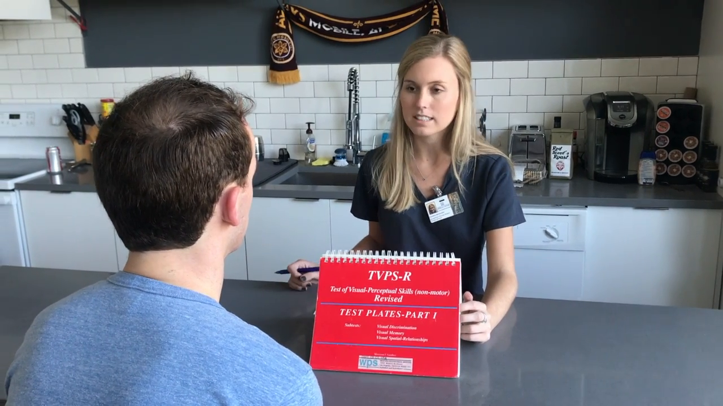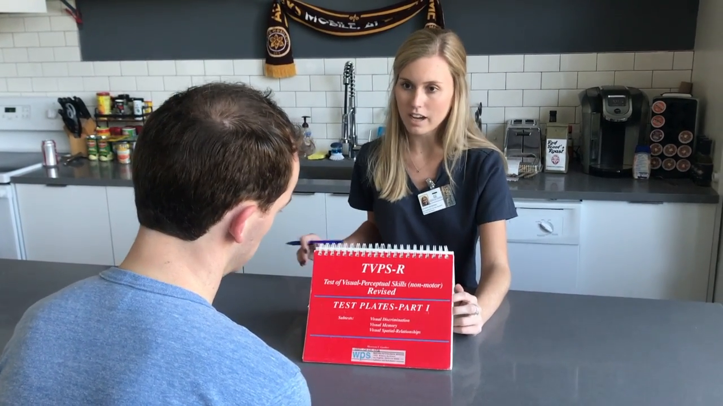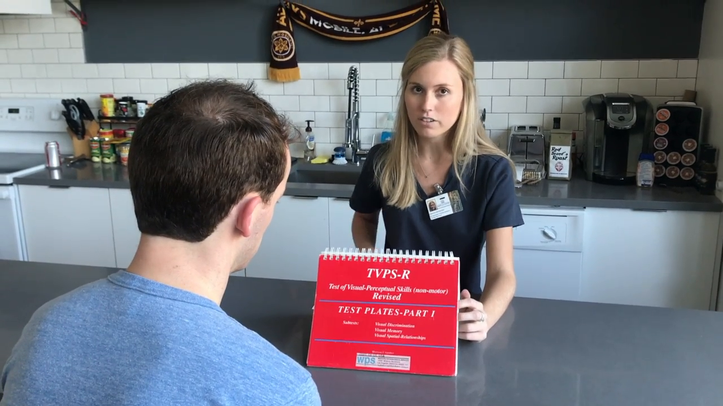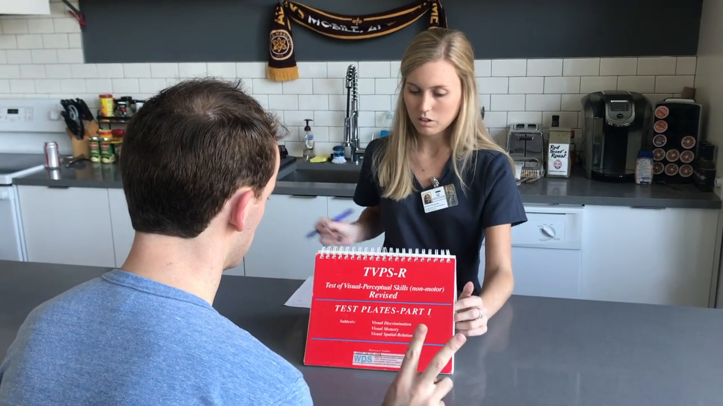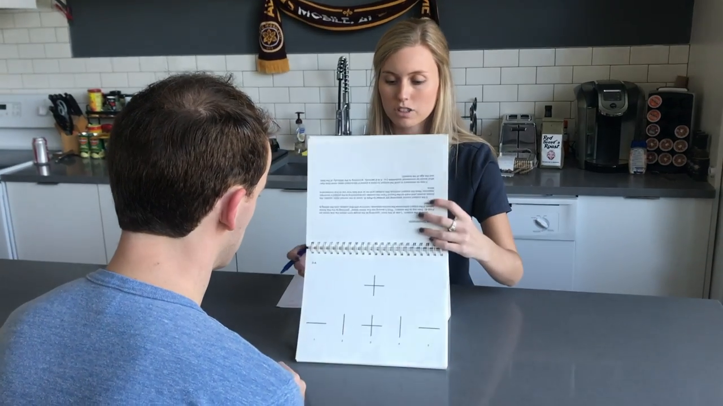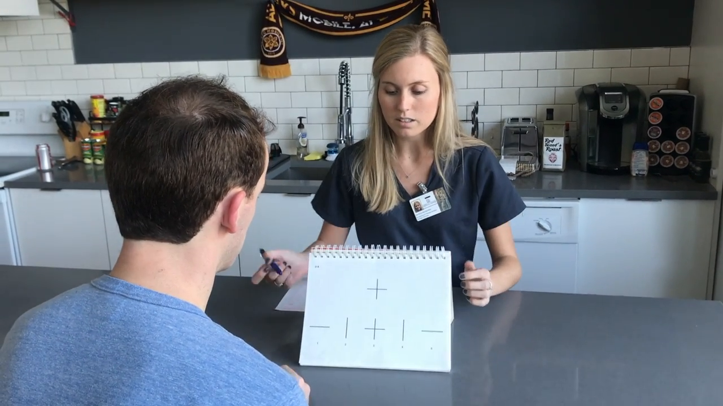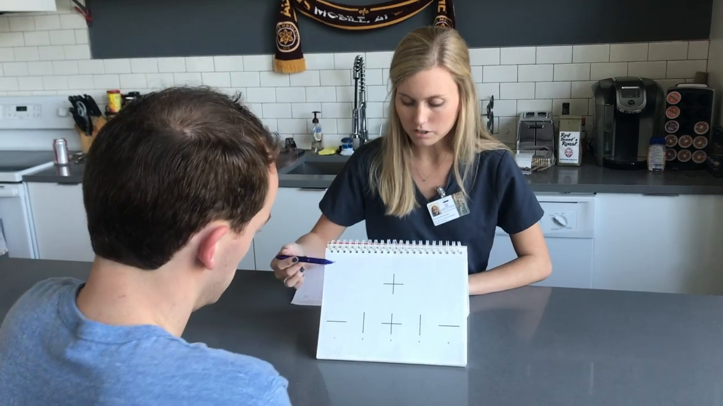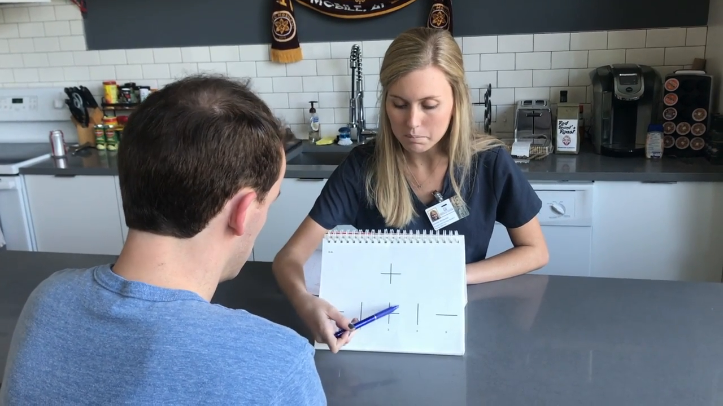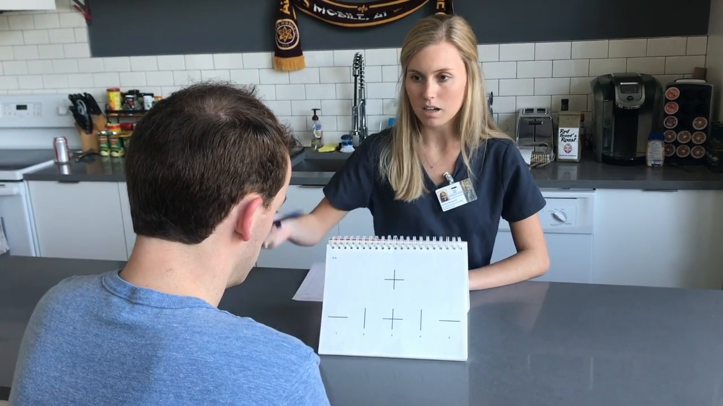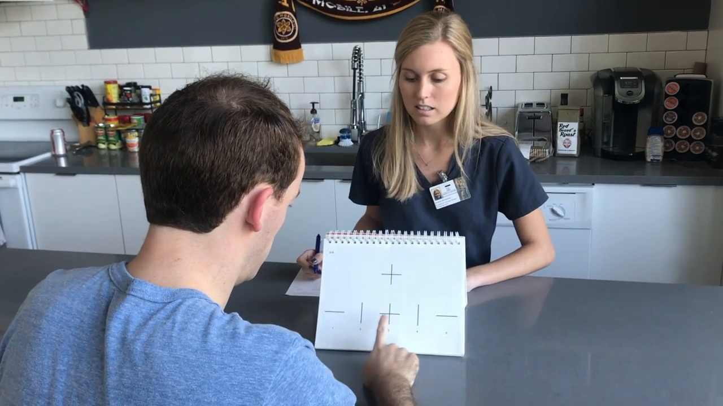Hi, my name is Caroline and I'm going to be your occupational therapy student today. Today we're going to perform the Test of Visual Perceptual Skills, the revised version. This is our 12-year-old patient. We will start with the visual discrimination portion. So looking at this top form, can you point to the one or tell me the number at the bottom that matches the top? That would be number 3.